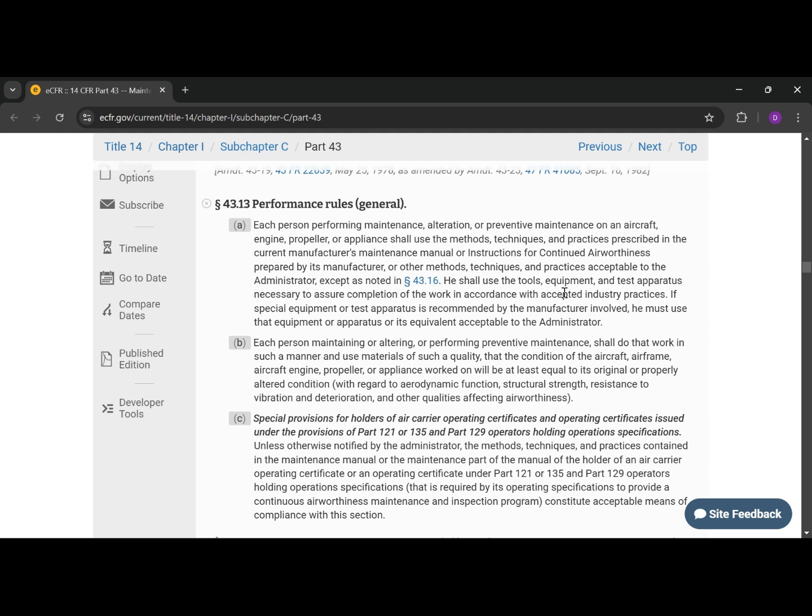He shall use the tools, equipment, and test apparatuses necessary to assure completion of the work in accordance with accepted industry practices. If special equipment or test apparatus is recommended by the manufacturer involved, he must use that equipment or apparatus or its equivalent acceptable to the administrator.